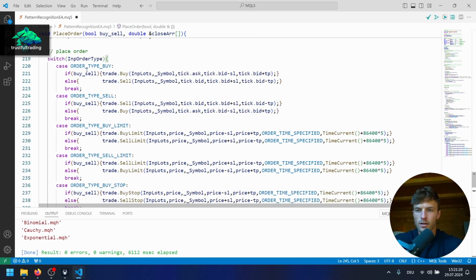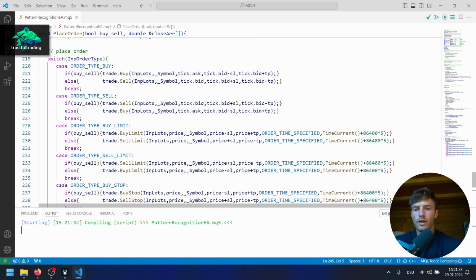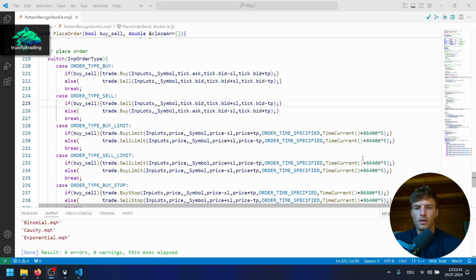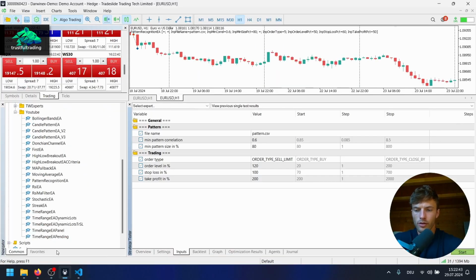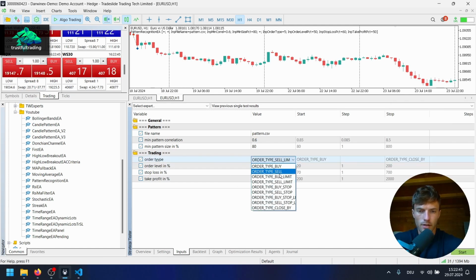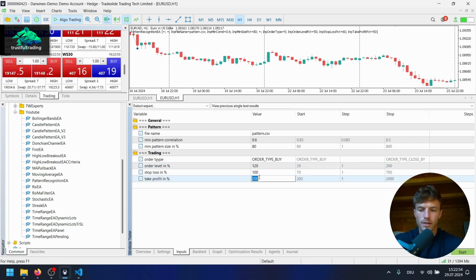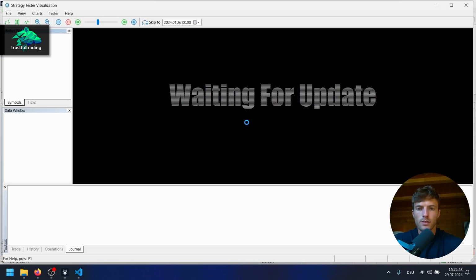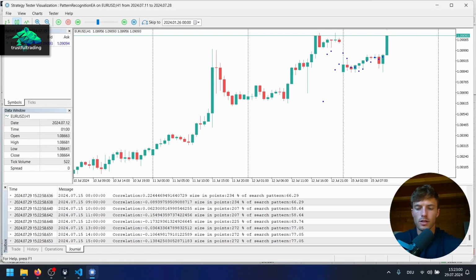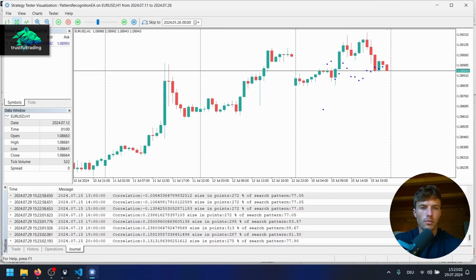Let's actually test our buy and sell case here. I will just compile. Okay, so let's switch to the MetaTrader 5 tester, select a buy market order. Of course, the level is not relevant now, just the stop loss and take profit. Let's say, yeah, 100, 200%. Start this test. We should see a market order.